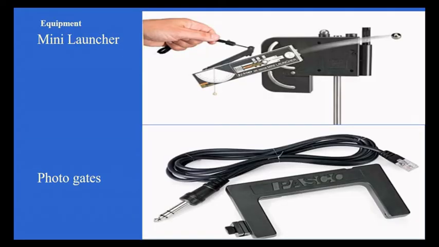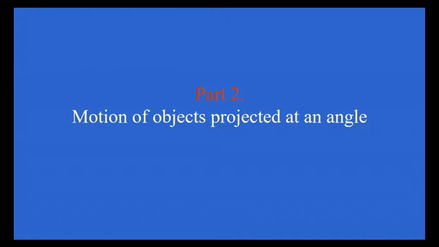Equipment: projectile motion equipment, mini launcher, smart timer, time of flight, 2 photogate heads, photogate bracket, universal table clamp, metric measuring tape, carbon paper, and a sandbox. Part 2, motion of object projectile at an angle.